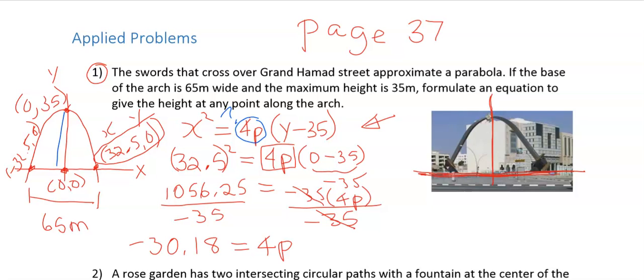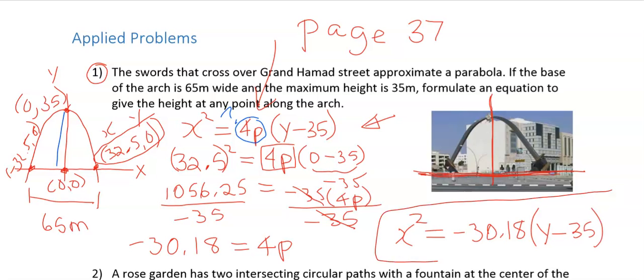I suppose I could go ahead now and find p, no problem. But why would you do that when in your equation 4p is what's required, and that is 4p. So here's your final answer. Watch this carefully. X squared is equal to negative 30.18. And like I say, you could have written that as a fraction if you wanted to. And then in brackets, y subtract 35. And that equation, ladies and gentlemen, that is the equation for the height of that parabola at any point.